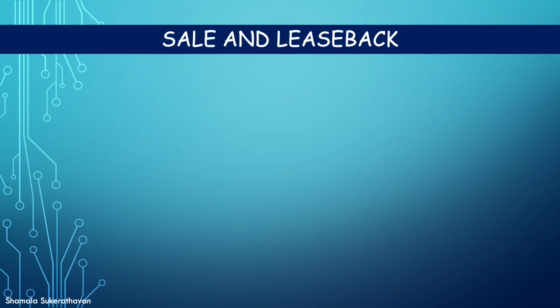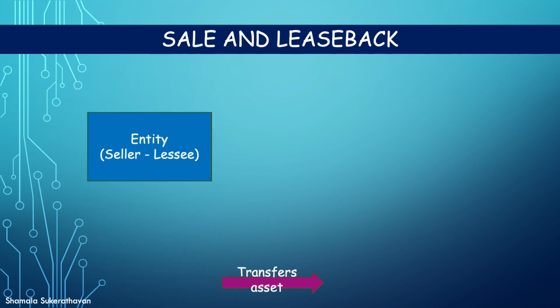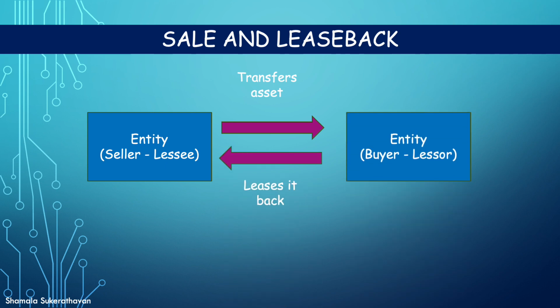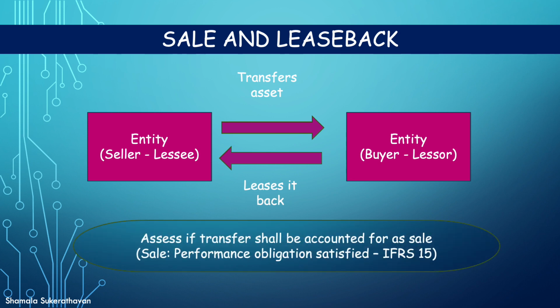Next, sale and leaseback. This is when an entity transfers an asset to another entity and then leases it back. In such situations, both entities shall assess if the transfer shall be accounted for as a sale by applying IFRS 15 revenue from contracts with customers to assess if a performance obligation has been satisfied. A performance obligation is satisfied when the customer obtains control of the promised good. Control is demonstrated by the ability to obtain substantially all of the remaining benefits from the promised good.